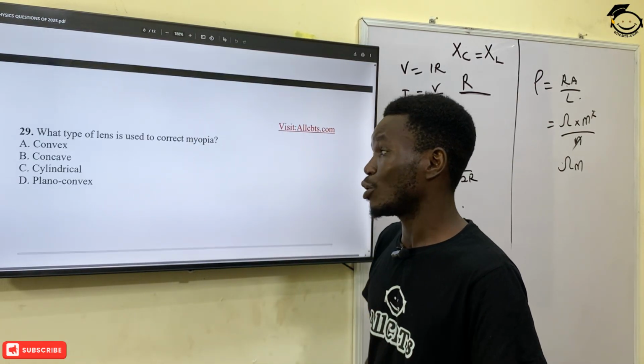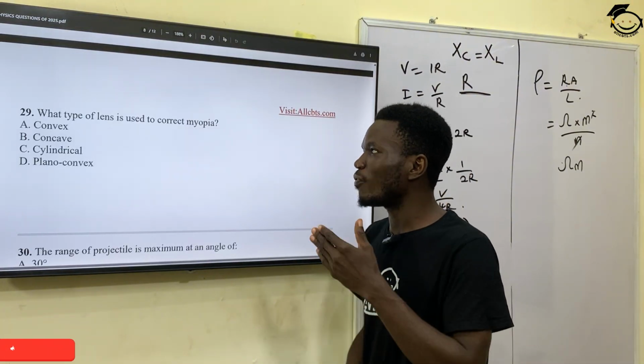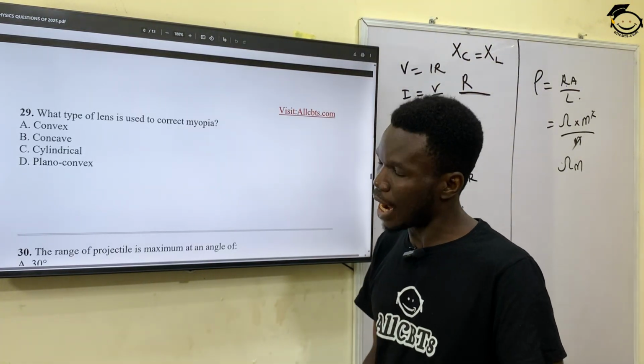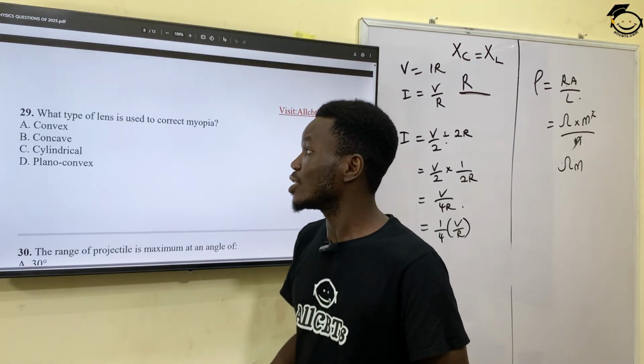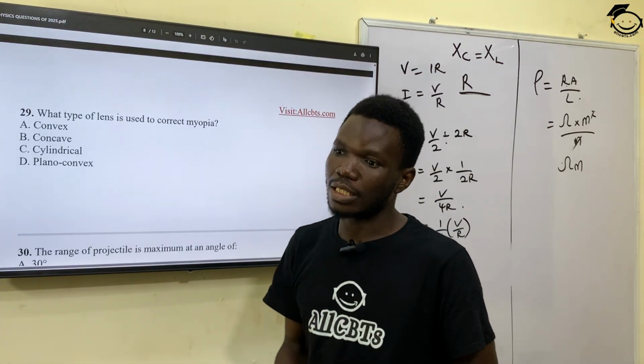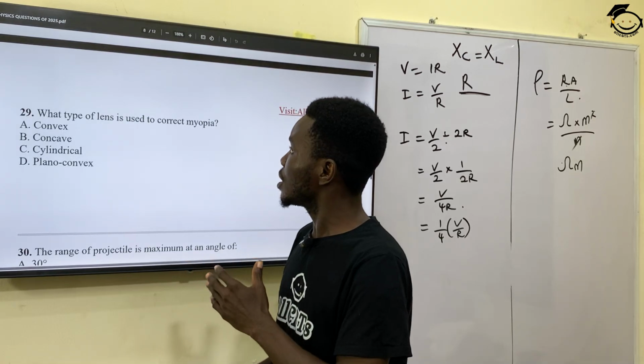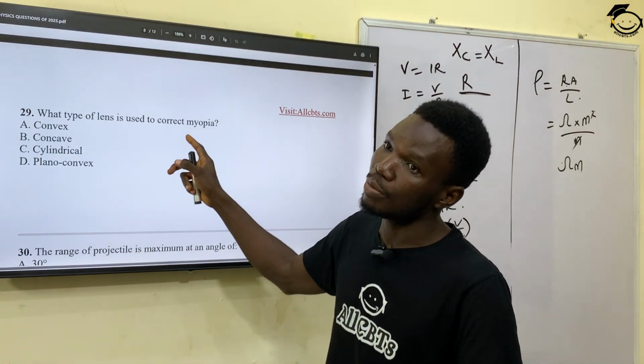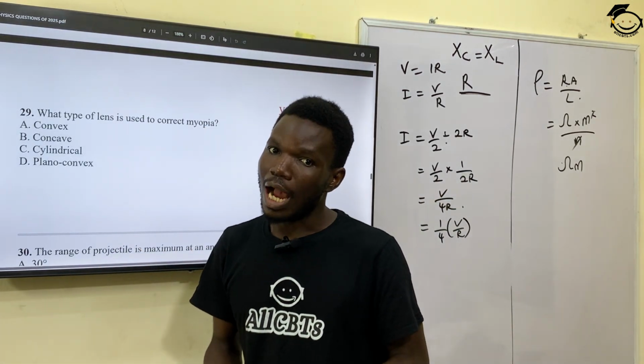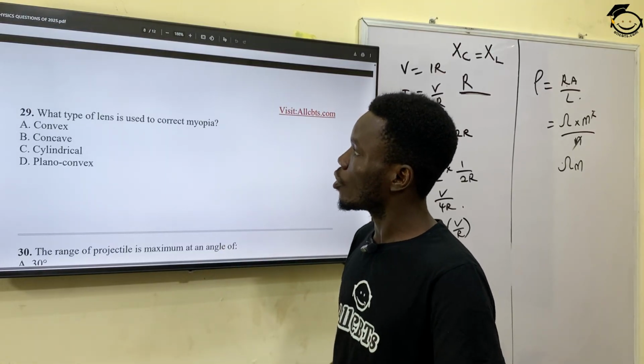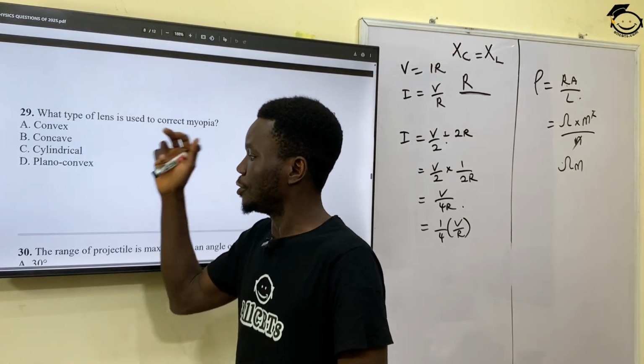So that is also question number 29, which says, what type of lens is used to correct myopia? Please note that myopia is corrected using a concave lens. Myopia is simply nearsightedness, and we use what? A concave lens to correct it, which is option B.